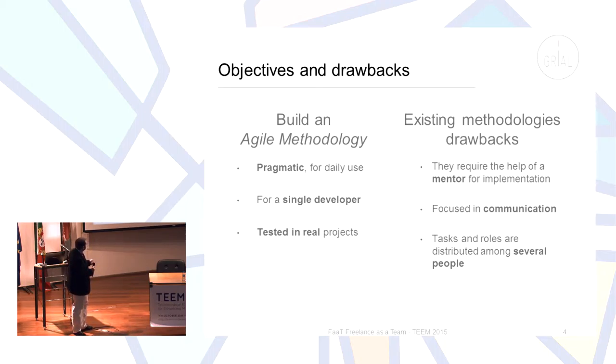Why? Because when he chose other agile methodologies, he found that these methodologies require help from mentors in order to be introduced in organizations. The agile proposals are so based on communication skills, and if I work alone, who is my stakeholder to communicate with, or my partner to talk to or to review the code? And usually tasks and roles are distributed among several people. That's the problem. I am the only one.